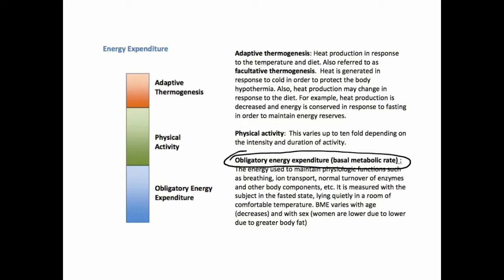The second component is physical activity, movement or muscular work, and this is variable. So, we can increase our energy consumption, and we can lose weight by increasing our physical activity. A third component of energy expenditure is adaptive thermogenesis. That's energy that's used that changes in response to different conditions. For example, when it's cold, our bodies produce more heat. And when we fast, our bodies respond by conserving energy.